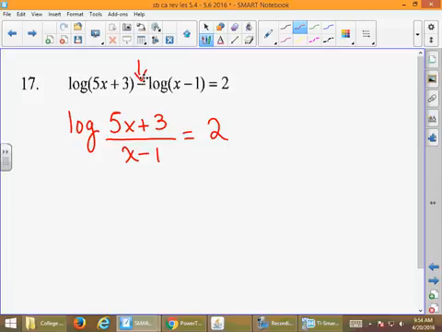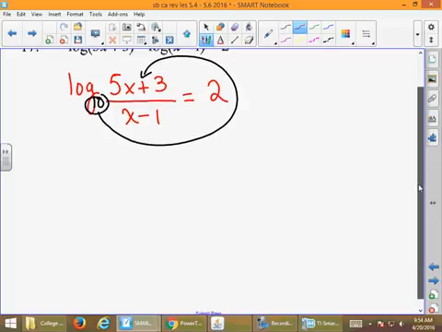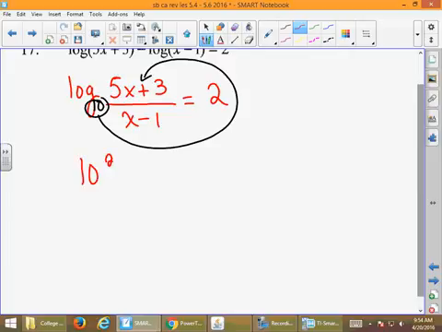Another thing to really watch out for on this problem is that there's a logarithm on the left side of the equation, but there's not a logarithm on the right side. What's the base of a logarithm when it's not written? 10. It's 10. We need to know that. And because there's a logarithm on the left and there's not one on the right, we do need to go around the world. We'll take this value and go around. So we convert, and it's going to be 10 squared equals 5x plus 3 divided by x minus 1.